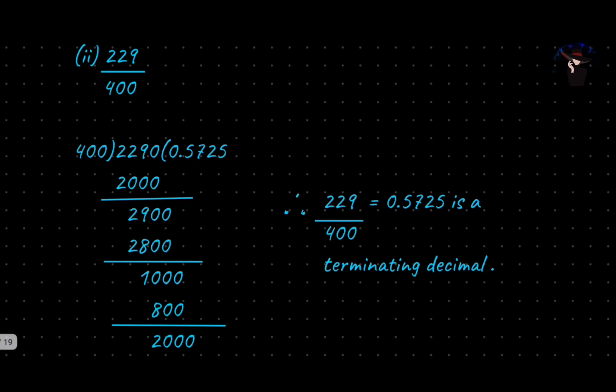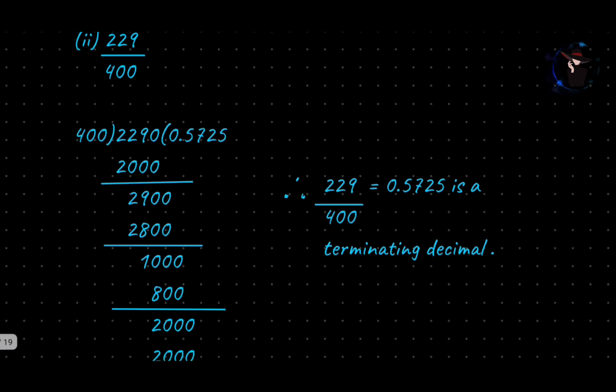Let's go to the next one. Here's the next question, the second one. 229 by 400. 400 cannot be divided into 229 because 229 is small. Let's take a point and add 0. Similarly, as we have done in the previous example, 400 into 5 is 2000. When we subtract, we get 2900. Again, 400 into 7 is 2800. When we subtract, we get 1000. Then 400 into 2 is 800.